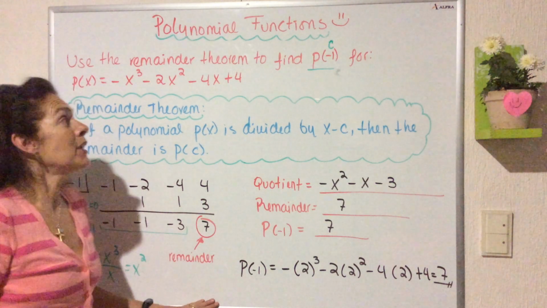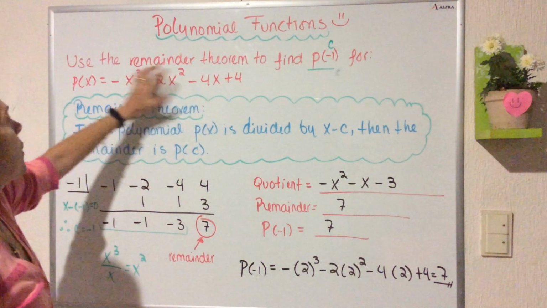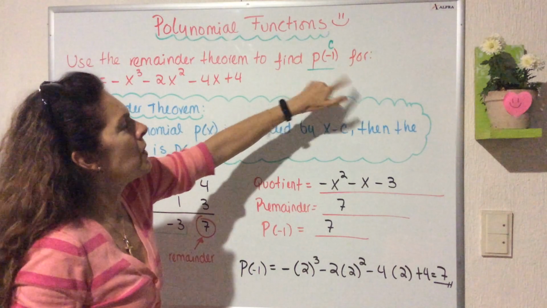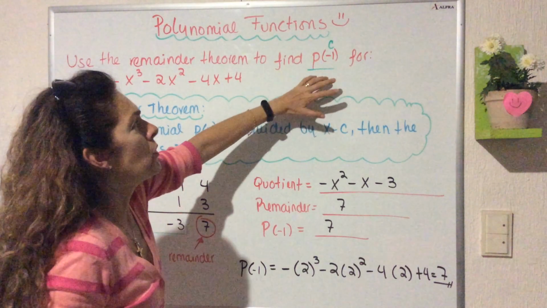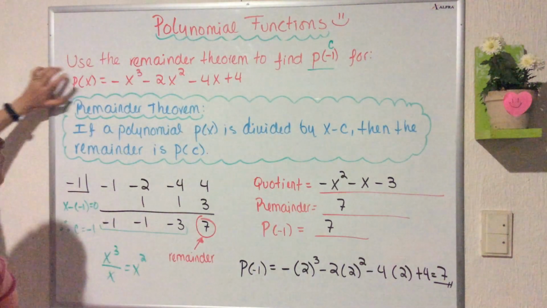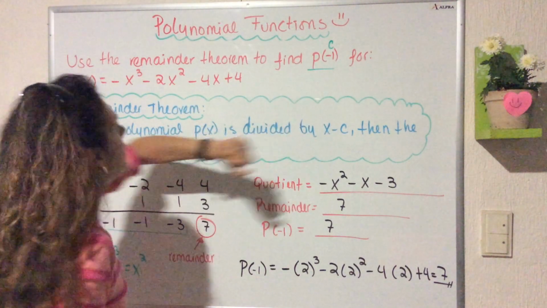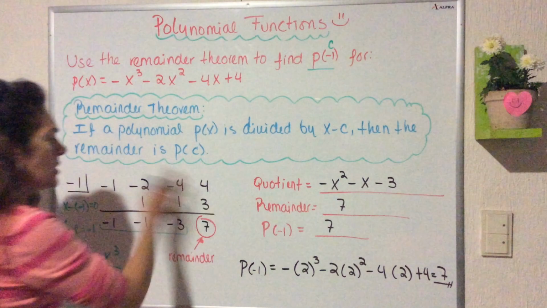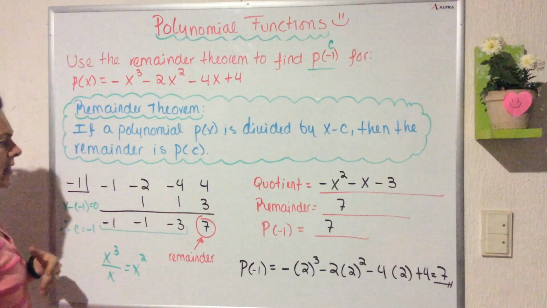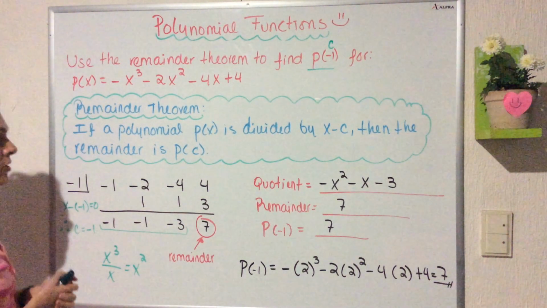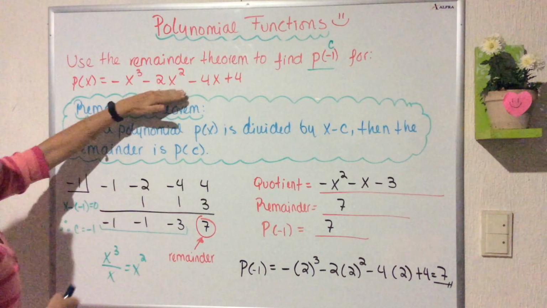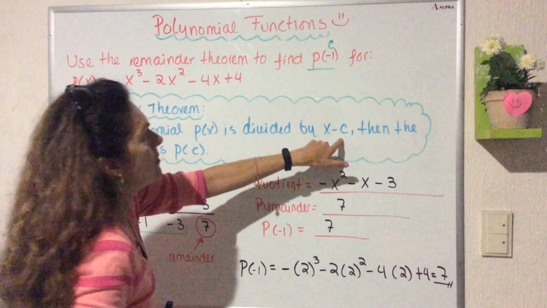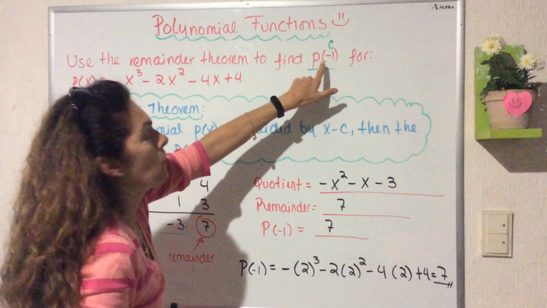Hi dear students, here we have another example of how to use the remainder theorem to find, in this case, p of minus 1. So we're going to evaluate the function in minus 1, and we have to get the same remainder if we divide this function using synthetic division by x minus c. In this case, c is minus 1, okay?